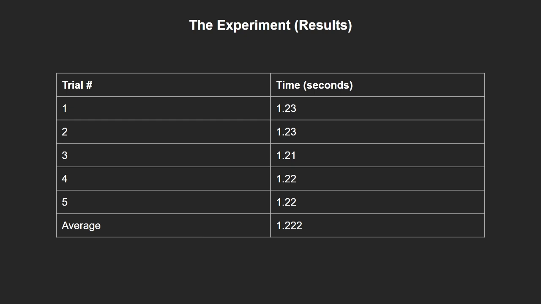And then for the experiment results, for each trial 1 through 5, we have the time in seconds, and the average of these trials came out to be 1.222 seconds.